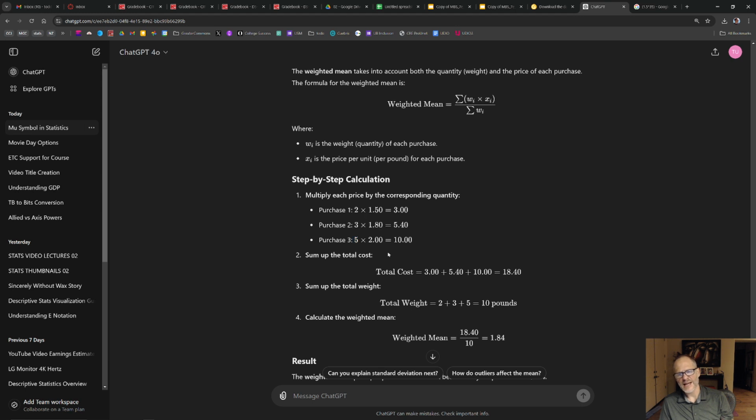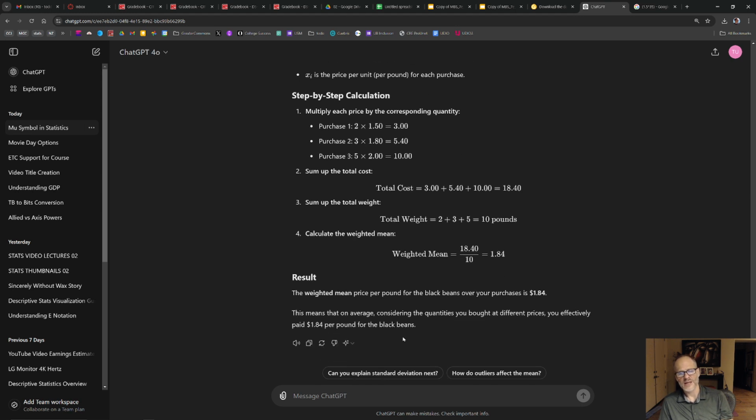And when we add up all of the money that we paid, that's how much we paid. And the total number of pounds we bought, that's how many pounds we got. We get the weighted mean of $1.84 per pound. And so you do that with that formula there. That's what a weighted mean is, and that's how you calculate it.